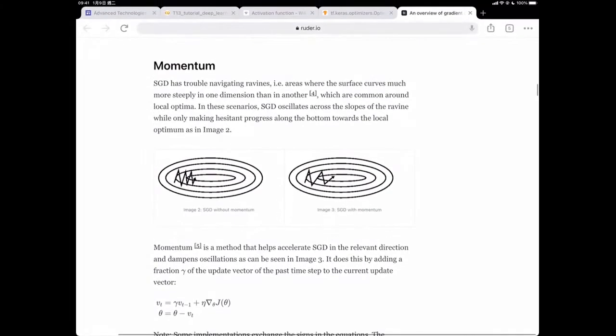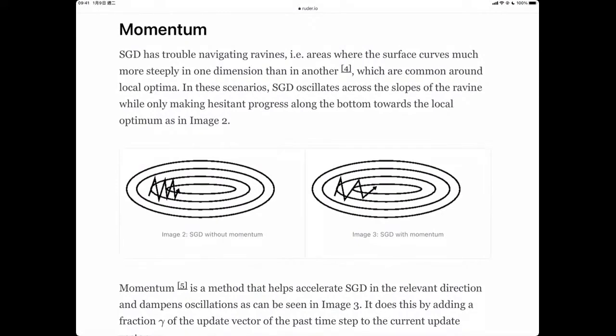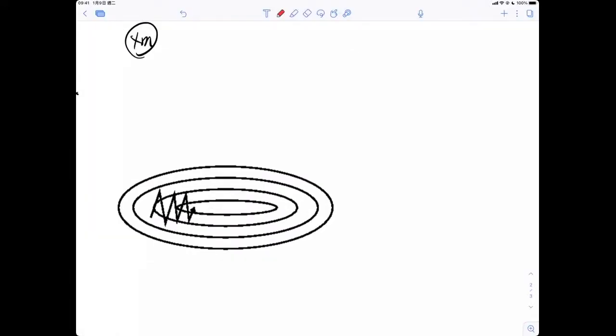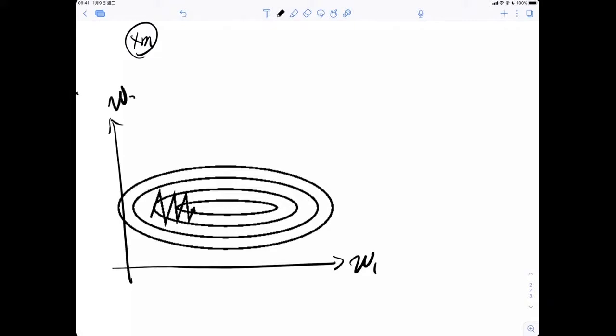For example, if we do partial differentiation, these two figures mean that at the very beginning, we randomly choose a weight. Basically, this is weight 1 and that is weight 2. This line means MSE, for example, equals 5.